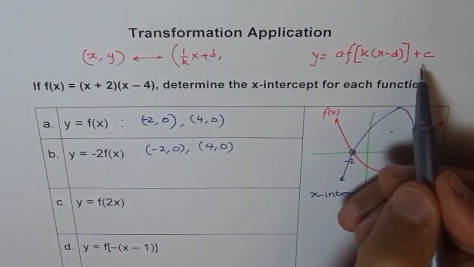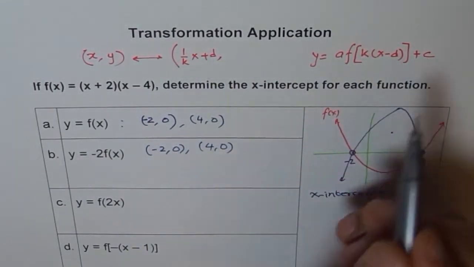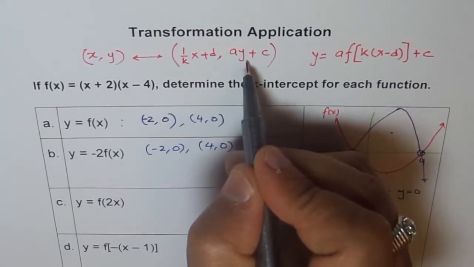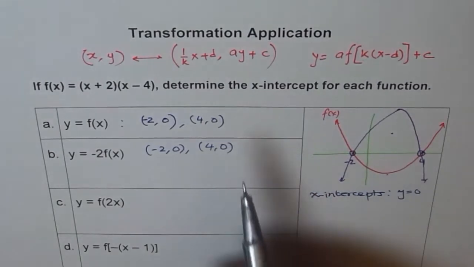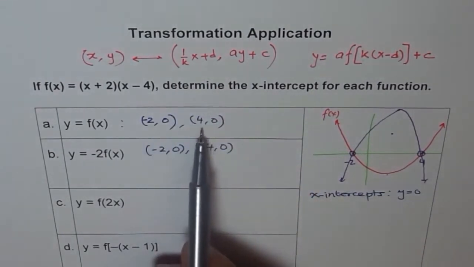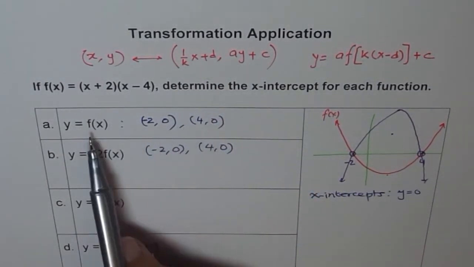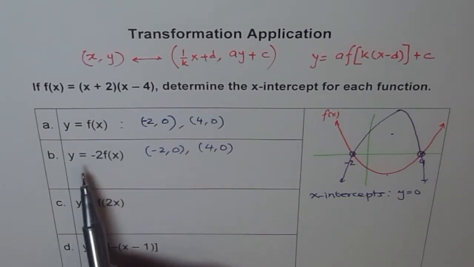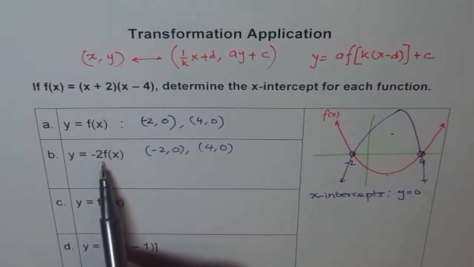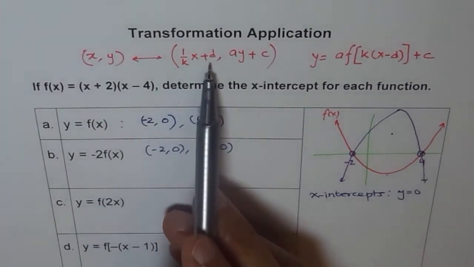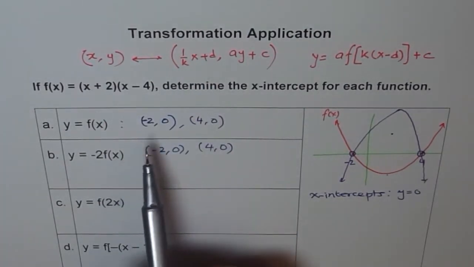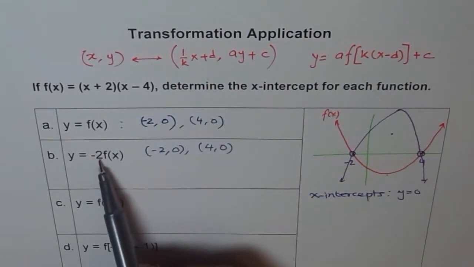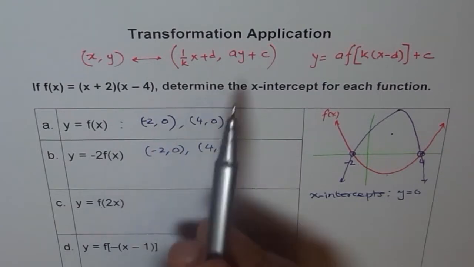And how about the y point? It will get multiplied by a plus c, right? So a times y plus c. This is my actual transformed point. If we apply this transformation to our points in the original function f of x, then how will they get changed? Minus 2 times f of x means the x value remains the same, right? There is no change in the x value, correct? k is 1 and d is 0. But the y value changes. It gets multiplied by minus 2.